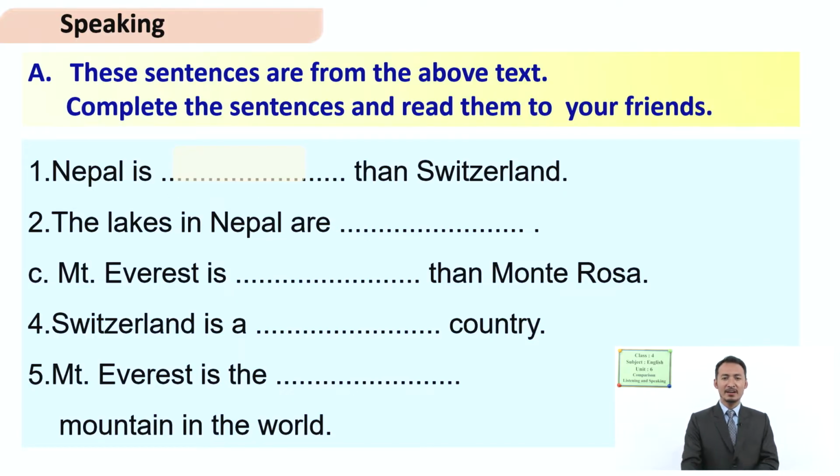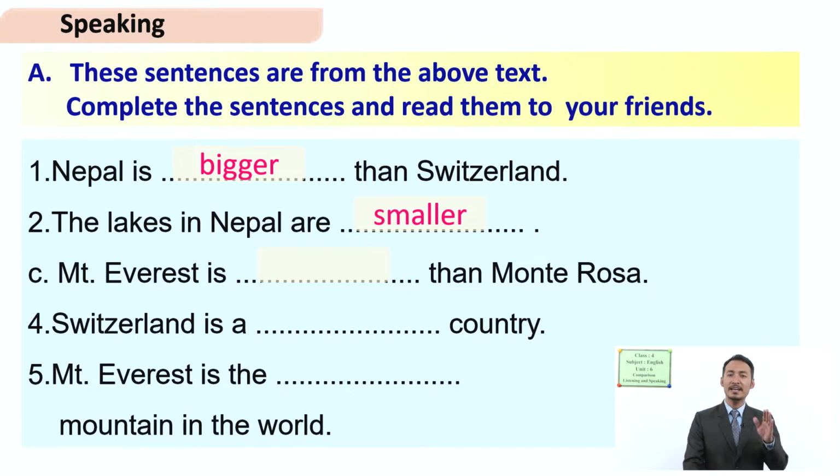Okay, students? Okay, now Nepal is, is it smaller or bigger? Yes, you're right. It's bigger. Nepal is bigger than Switzerland. You're right. The lakes in Nepal, are they bigger? No, they are smaller. So the lakes in Nepal are smaller than in Switzerland. Switzerland has got bigger lakes. So Mount Everest is taller or shorter than Monte Rosa? Do you remember? Yes, you're right. Mount Everest is taller than Monte Rosa.